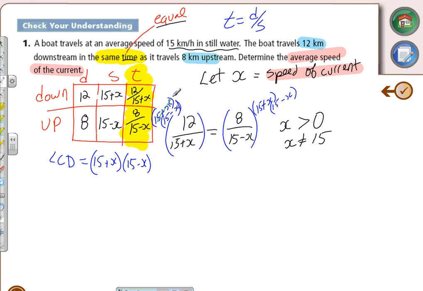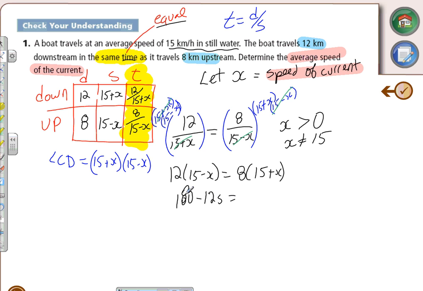And gone and gone. And that leaves us with 12 times 15 minus x equals 8 times 15 plus x. Distribute in and work it through. 180 minus 12x is equal to 120 plus 8x. Combine your x's. 60 is equal to 20x. Divide by 20. x is equal to 3.